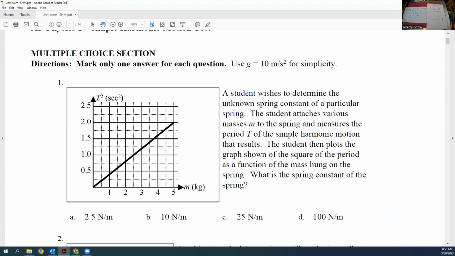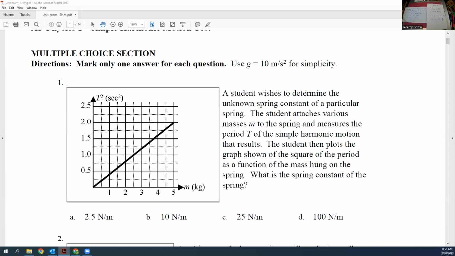All right, I've got the answer. He needs a little bit more time. All right. So let me see, show of hands. How many guys got option A? Who got option B? Who got C? And who got D? Ooh, 1, 2, 3, 4, 5, 6. 6 guys. All right, you guys are right. So it's 100 newtons per meter.